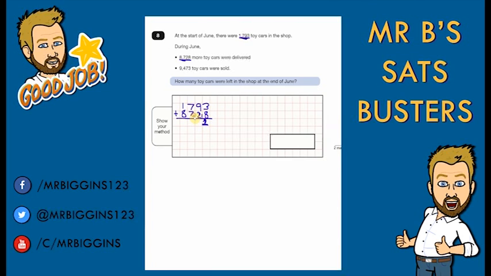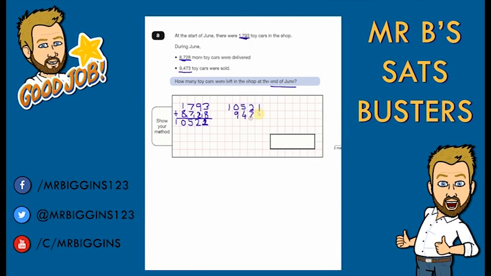Now we have 9 plus 2, which is 11, plus my extra 1 is 12. Then we have 7 plus 7, which is 14, plus 1 is 15. Then we have 1 plus 8, which is 9, plus another 1, which is 10. So that's how many toys they had altogether, 10,521. But they asked how many they had left at the end of June, and they sold this many. So what we need to do is some column subtraction. 10,521. I'm not going to put my top on.